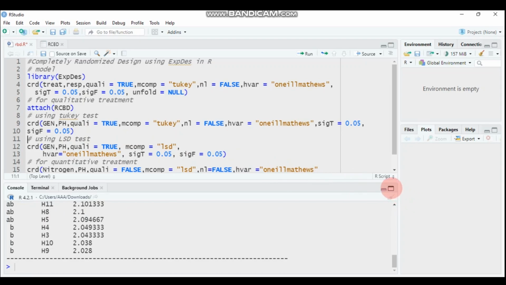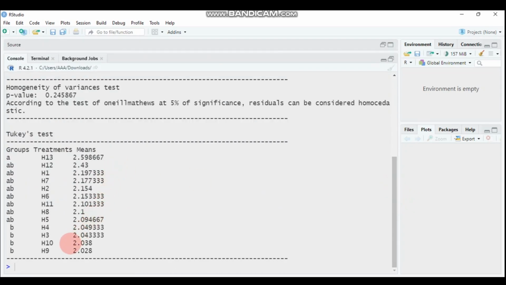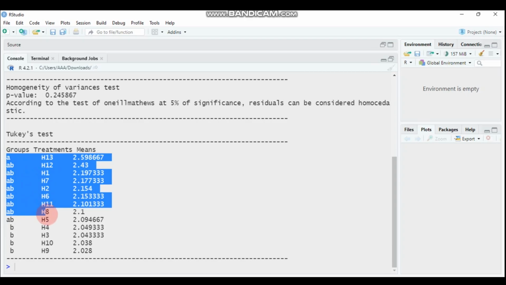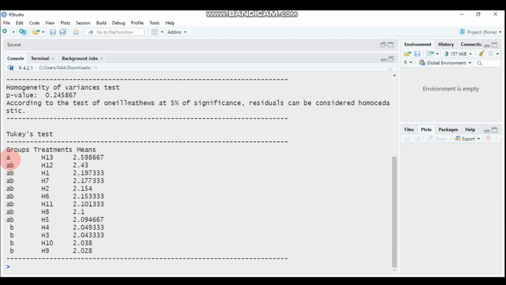As you can see here is the Tukey test, and all means starting from H13 up to H5 are not statistically significant because they are sharing the letter A on all groups, so they are not significant. But when we compare H13 to the rest, H4, H3, H10 and H9, there is a statistically significant difference among these.